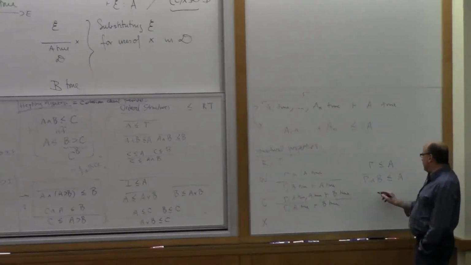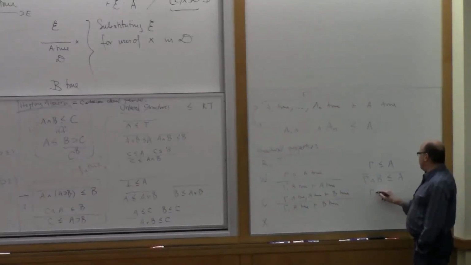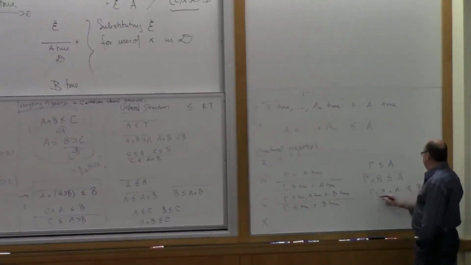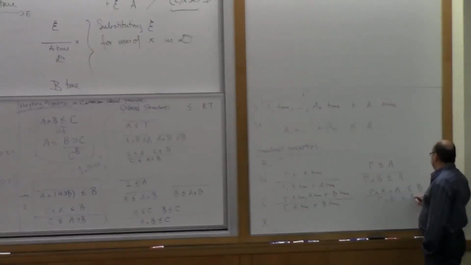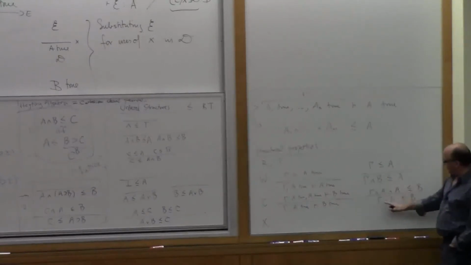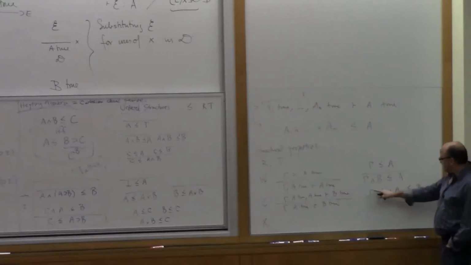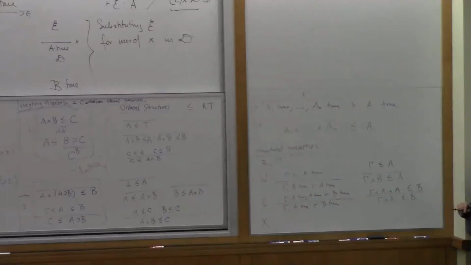So from an order theoretic point of view, this is simply saying if you have gamma and A, and if that's less than or equal to B, then surely gamma and A is less than or equal to B. Well, why? For the same reason I gave before. So this thing is less than that thing, which is less than or equal to B, therefore less than or equal to B by transitivity. So that's an easy one.